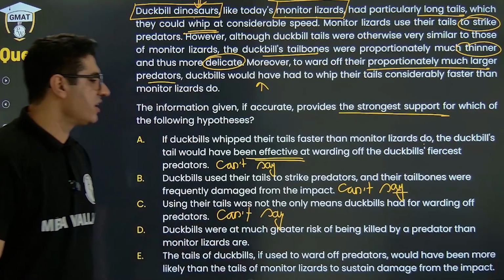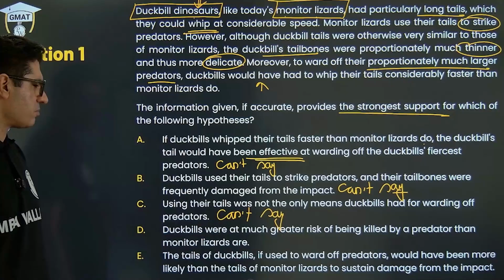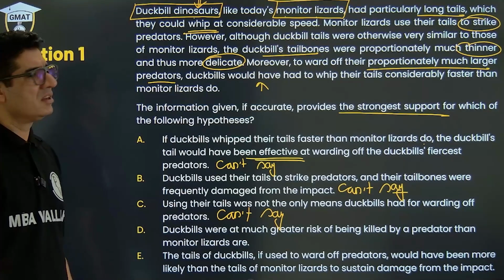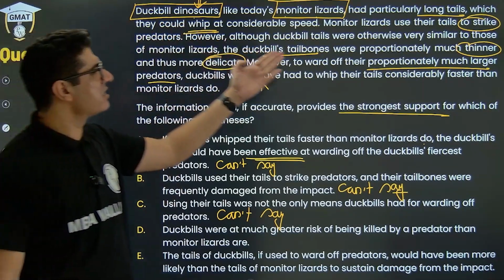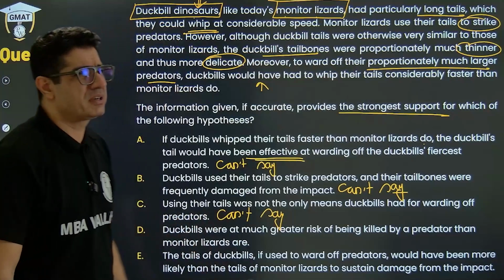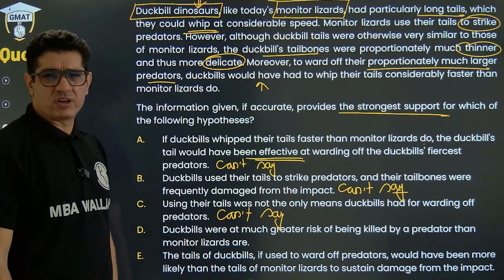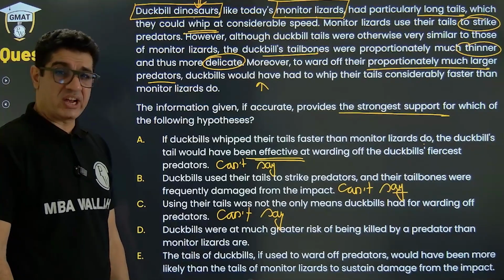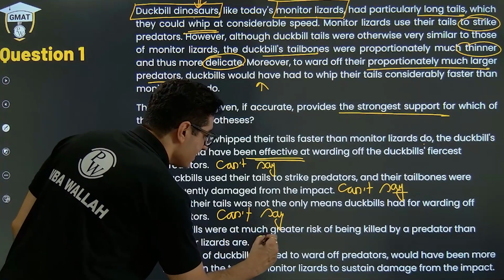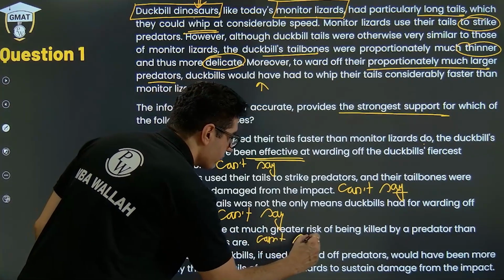Duckbills were at much greater risk of being killed by a predator than monitor lizards are. Once again, we know that they had predators, we know that their size was proportionately larger, but were they at a greater risk as compared to monitor lizards? Maybe not. So again, it cannot be determined and therefore can't say.